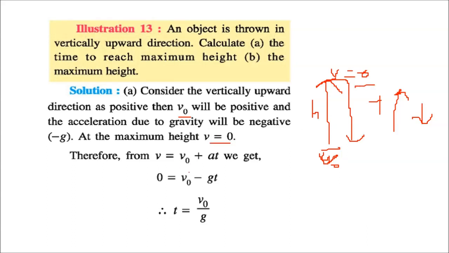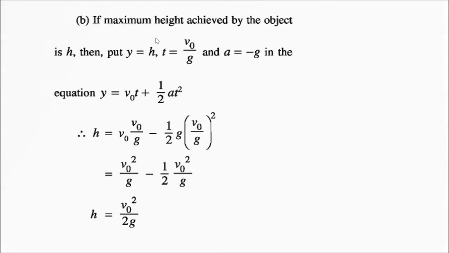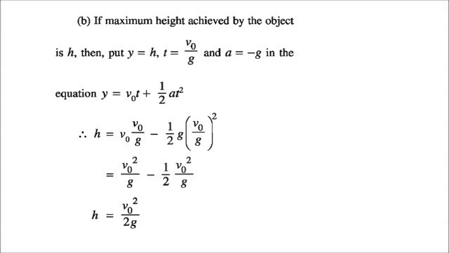So v equals v0 plus at. Let us put in all the values which we defined: 0 equals v0 minus gt. T becomes v0 by g. So as we have got the time, for the maximum height, let us take it as h. Now put y equal to h, t as v0 by g which we just found out, and acceleration as minus g. Let us put this in the motion equation y equals v0 t plus half at square. We get h equals v0 square by 2g.